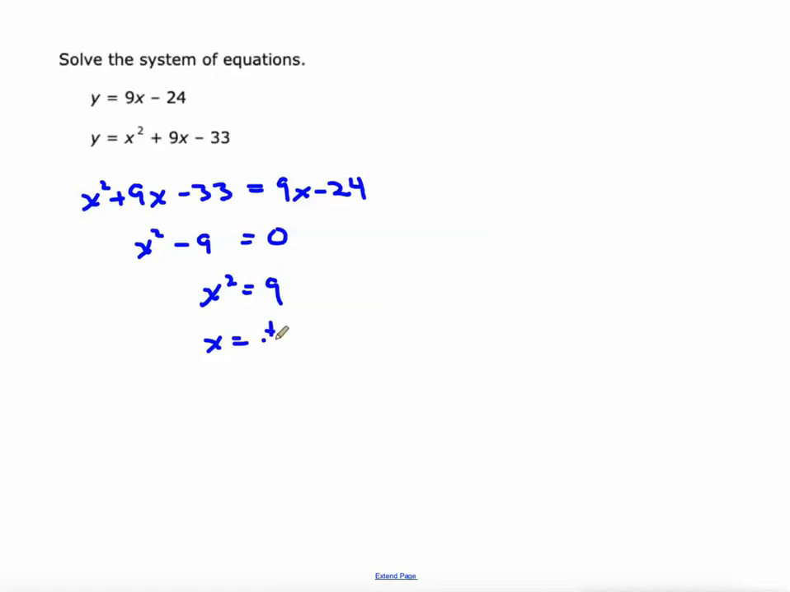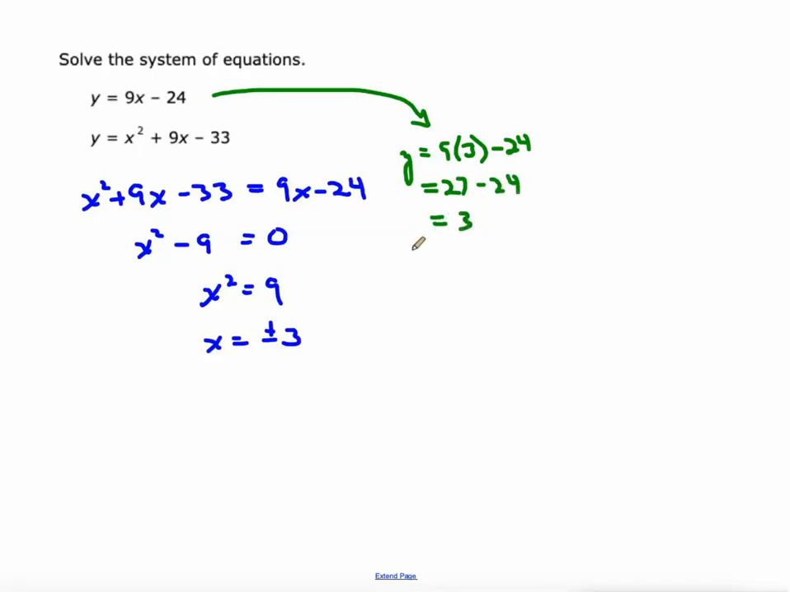And remember, every positive number has 2 square roots. So x equals positive or negative 3. Now I'm going to take this linear equation. I'm going to figure out what y is. Y is 9 times 3 minus 24, which is 27 minus 24, which is 3. So one point where these cross each other is at 3, 3. When I put 3 into this, I get 3 out.